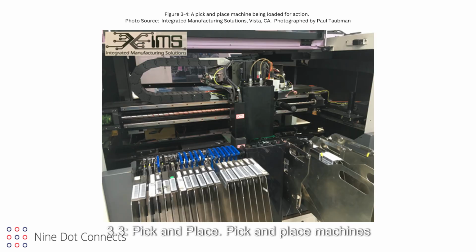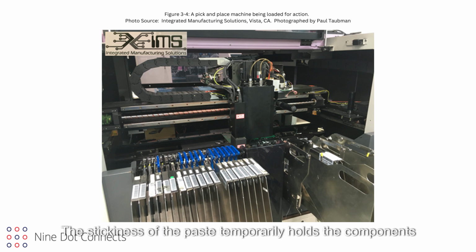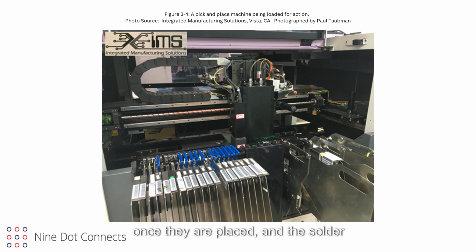3.3. Pick and place. Pick and place machines are used to rapidly place components onto the board. Before entering the machine, the raw PCB pads are coated with a solder paste, which is just what the name implies, a mixture of solder and paste. The stickiness of the paste temporarily holds the components once they are placed, and the solder permanently bonds the components later in the process. An additional glue dot may be added to some components, to assist with the adhesion of the component to the board.